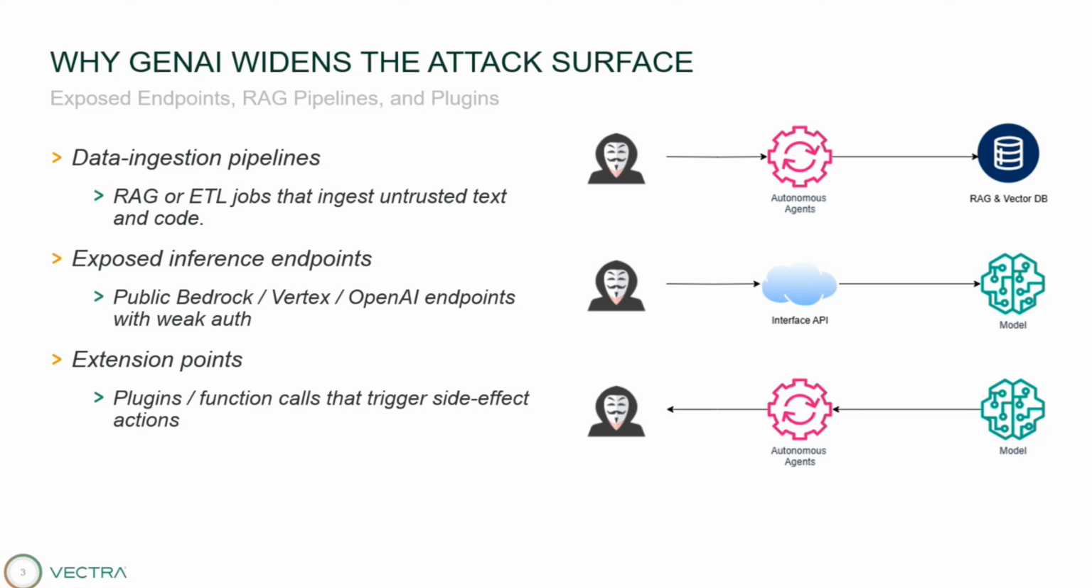And third, GenAI systems are now heavily reliant on plugins and function calls. Things like send an email, write a file, spin up a VM, all of that is done behind the scenes automatically by an AI agent. So in a single jailbreak prompt, one clever instruction can flip the model from read-only to do-something mode. We'll dive into these types of attacks later in the session.